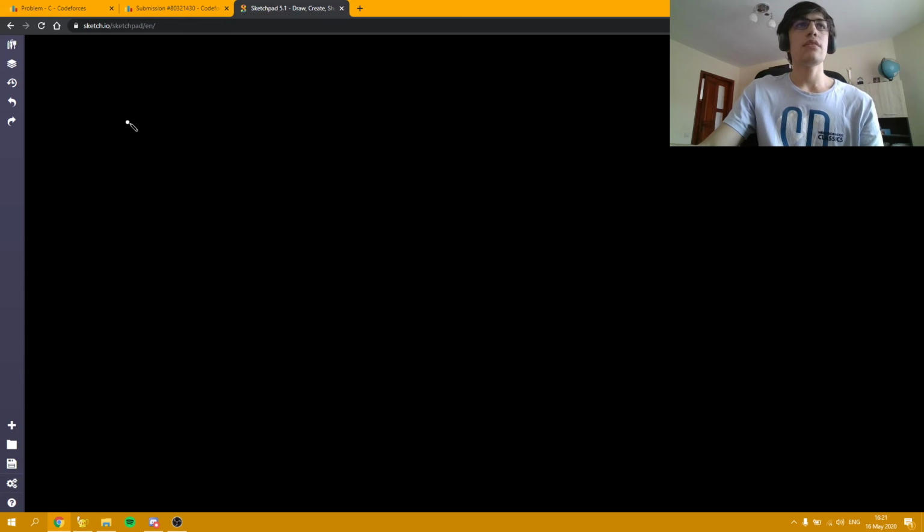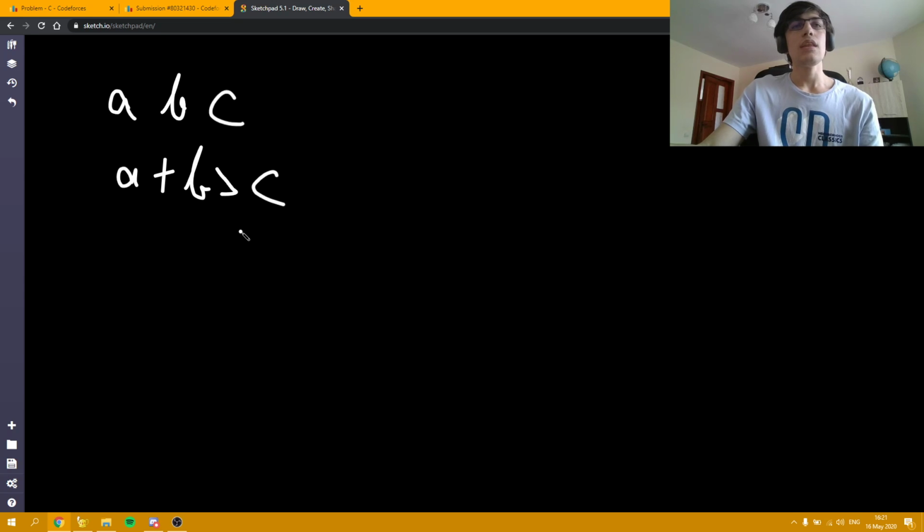First observation is that if we have three integers a, b, and c, with a smaller than or equal to b, and b smaller than or equal to c, a triangle exists if and only if a plus b is bigger than c. This is what we are going to use in order to define our recurrence. My recurrence will look like this.